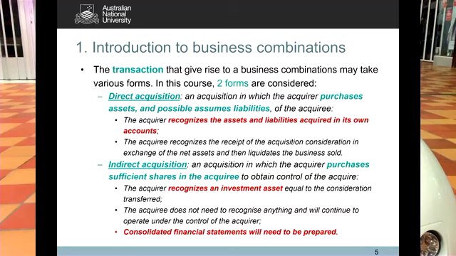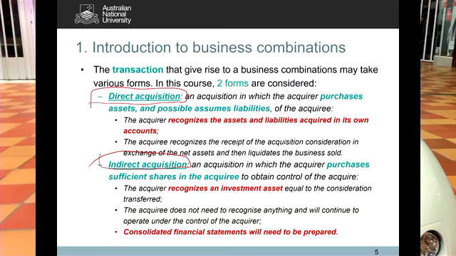And this combination could take various forms. In this course, we discuss two forms of them. One is called direct acquisition. Another one is indirect acquisition. Direct acquisition is very simple. Basically, during this acquisition, the acquirer purchases assets and any possibly assumed liabilities of the acquiree. The acquirer recognizes the assets and liabilities acquired in its own account, and the acquiree will just recognize the receipt of the acquisition consideration.